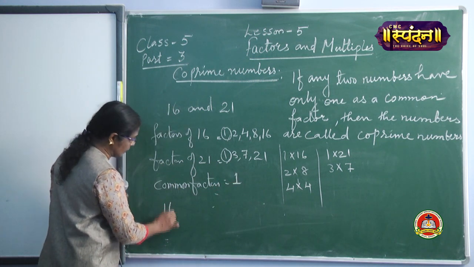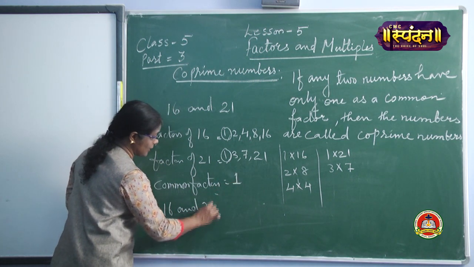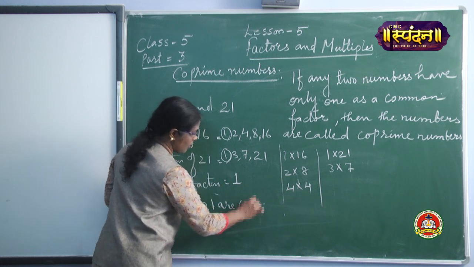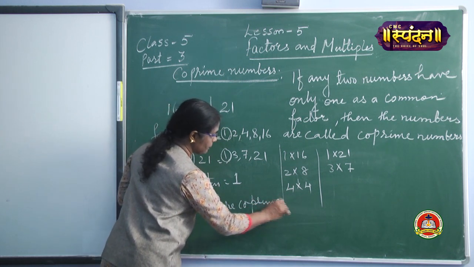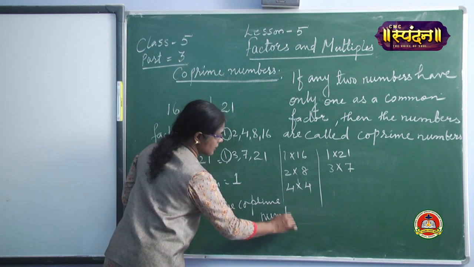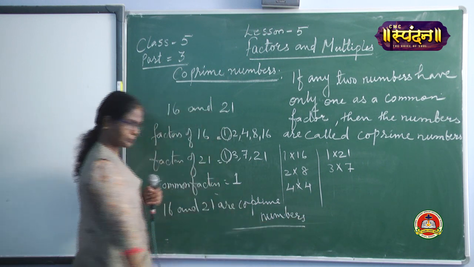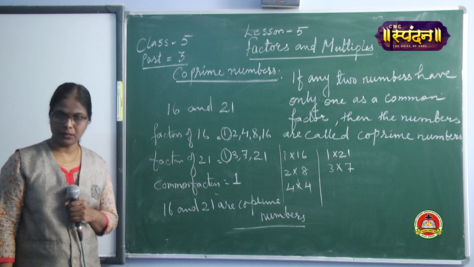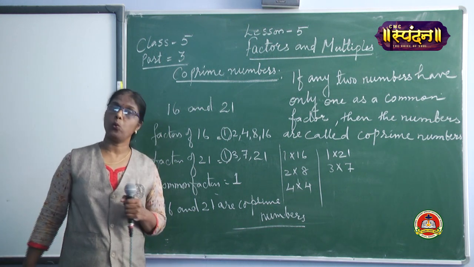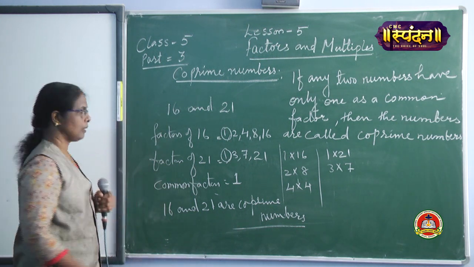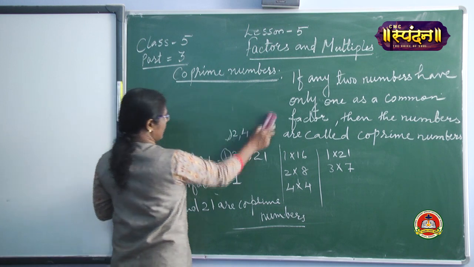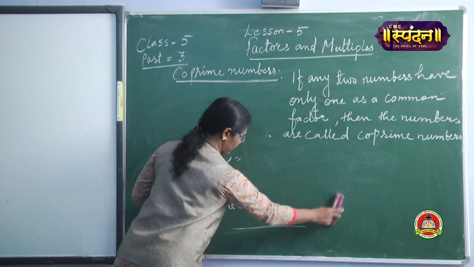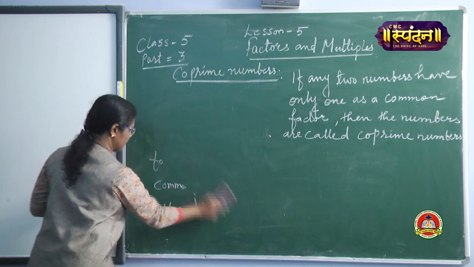So what can you conclude here? 16 and 21 are coprime numbers. Is that clear? So any two numbers which have 1 as a common factor, those numbers are called coprime numbers.